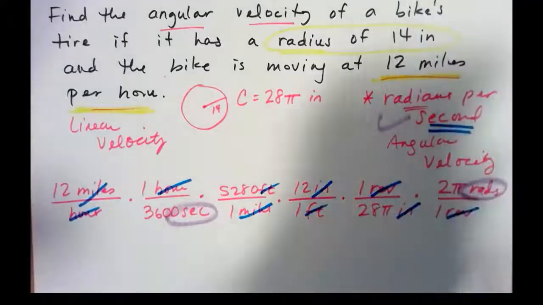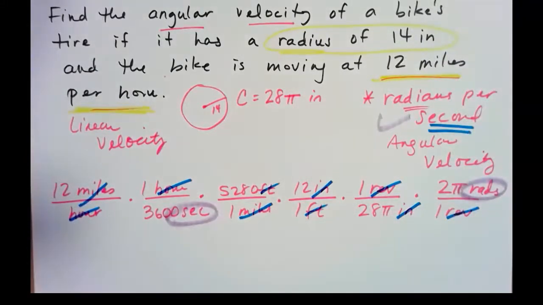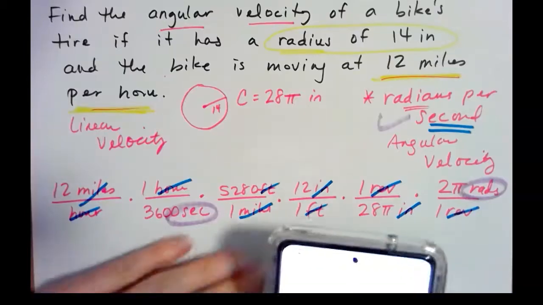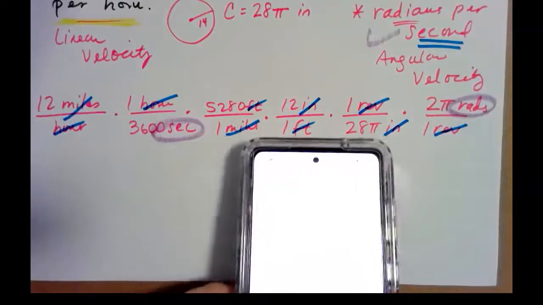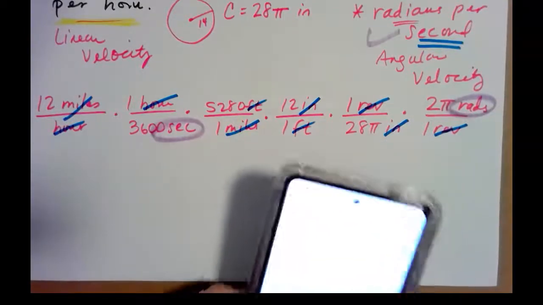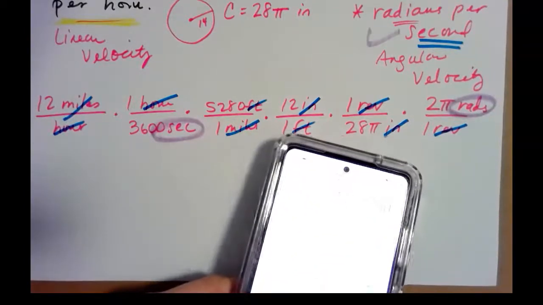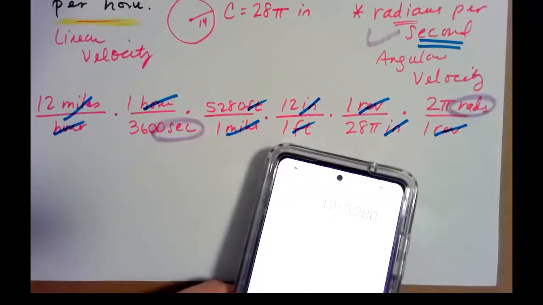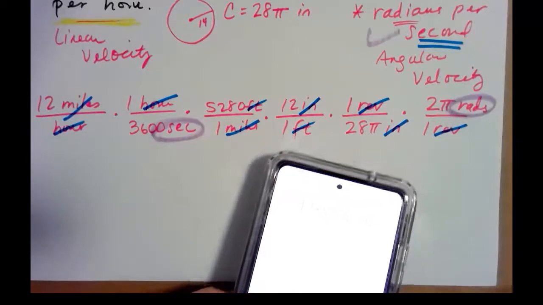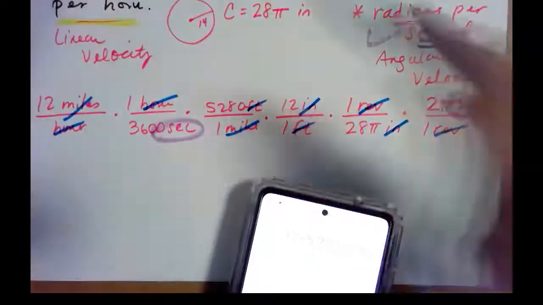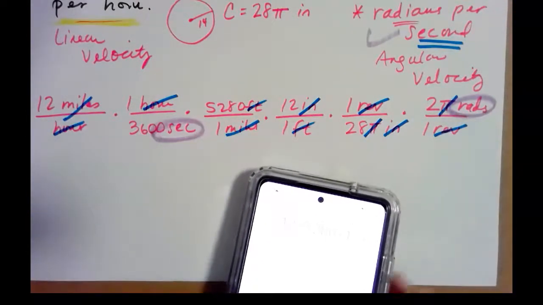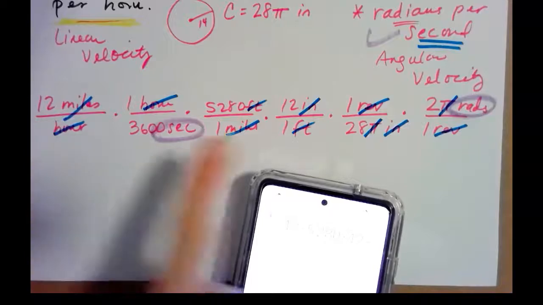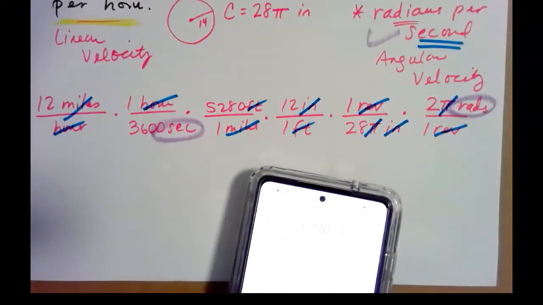So now we are going to multiply straight across, and I just have my phone here, so that's what I'm going to be using. So that's going to be 12 times 5,280 times 12 times, and I'm going to go ahead and cancel those pi's, so that's one less thing I've got to put in my calculations. So 12 times 5,280 times 12 times 2.